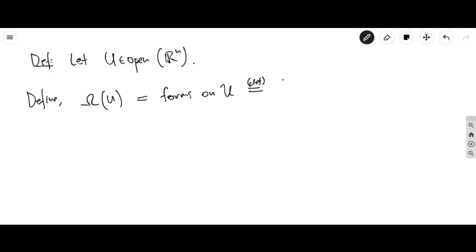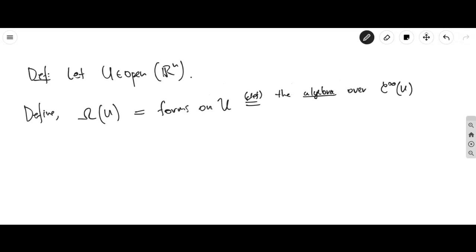So this is what it is by definition. This is going to be the algebra. If you're not sure what an algebra is, I will remind you. This is going to be the algebra over smooth functions. You can also say with coefficients in the smooth functions. So this is the algebra over the ring of smooth functions generated by the symbols.